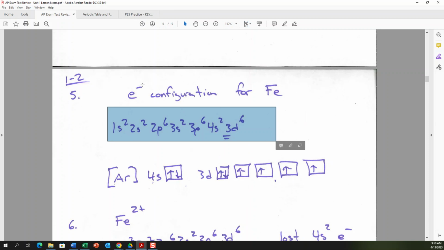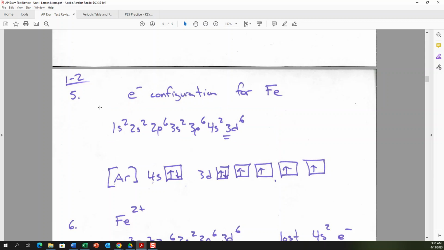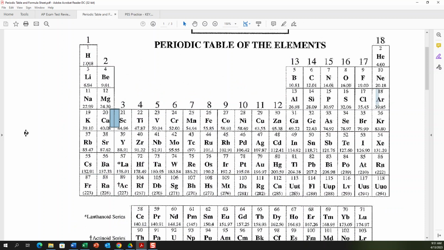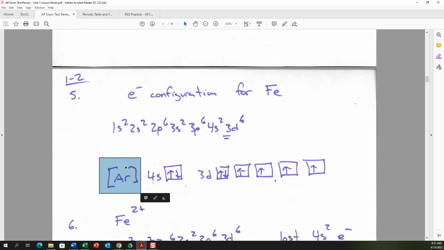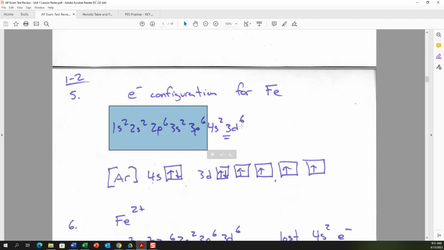But if they say shorthand, remember, we could replace all of this with brackets argon, right? So shorthand notation is the noble gas notation. So you could put argon in brackets and replace all that, and then you would just finish up the electron configuration from that point.